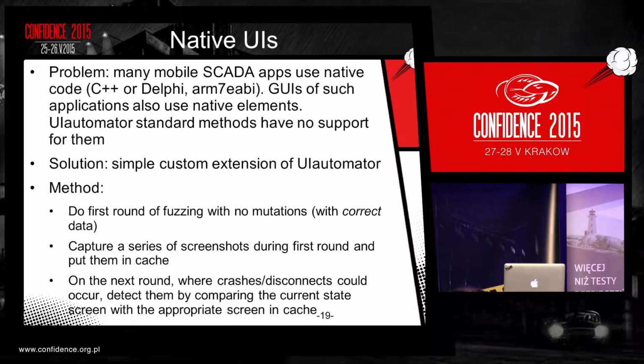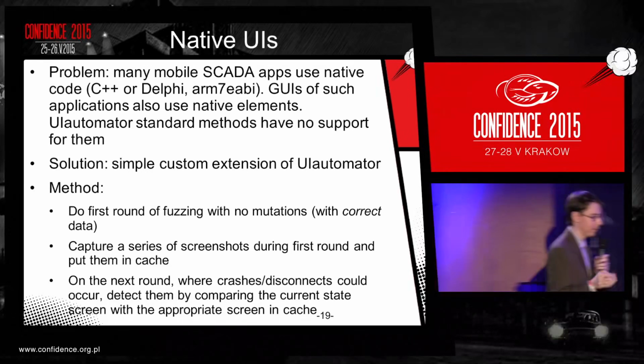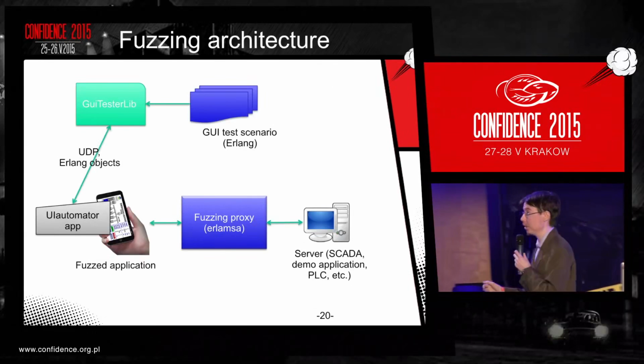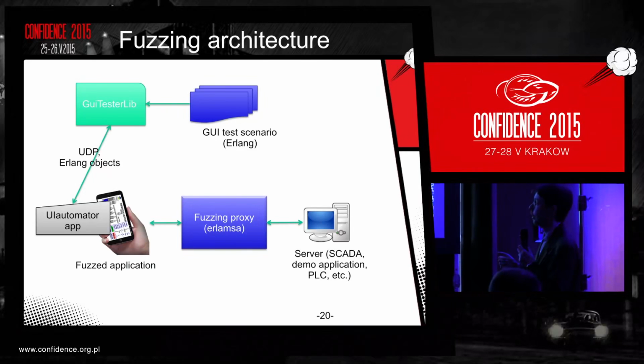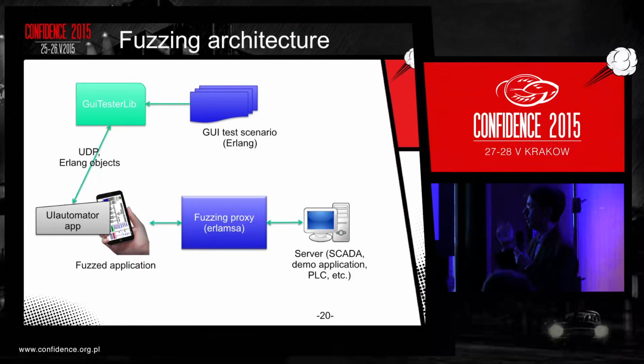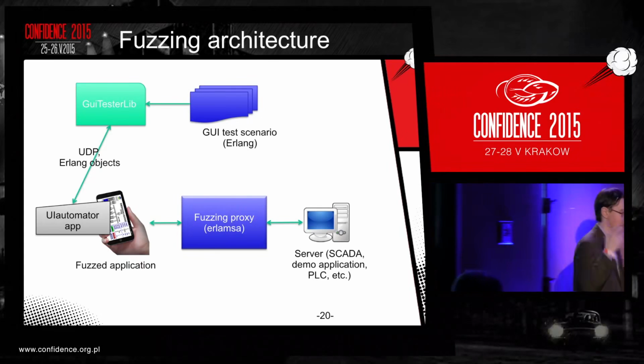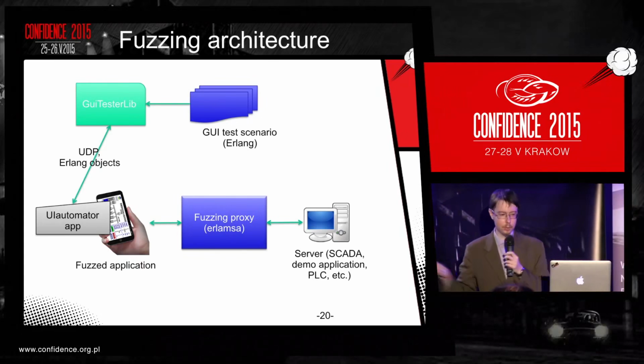And on the next round, where we start the fuzzing itself, when we modify the data, when we are trying to crash the application, we detect the crashes and faults by comparing the current screen with the screen in cache. And we could easily detect the crash. Here is the fuzzing architecture. As a fuzzing proxy, we used the Erlang port of the Erlamsa fuzzer, and the GUI scenarios were also written in Erlang to do intercommunication with the fuzzer more easily. And in this case, we are fuzzing the application, and then we are fuzzing the server.